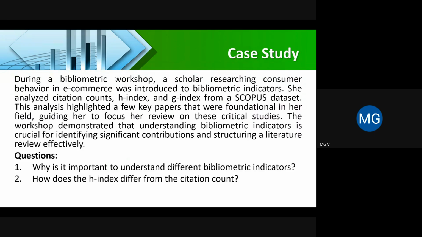A scholar researching consumer behavior in e-commerce was introduced to bibliometric indicators, and analyzed citation counts, H-index and G-index from a Scopus dataset. This analysis highlighted a few key papers that were foundational in her field, guiding her to focus her review on these critical studies. The workshop demonstrated that understanding bibliometric indicators is crucial for identifying significant contributions and structuring a literature review effectively.